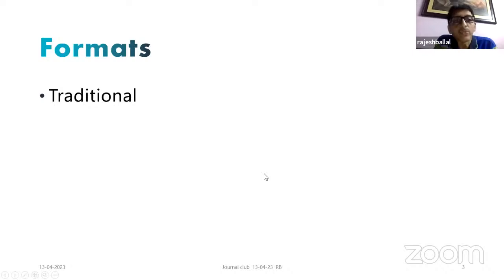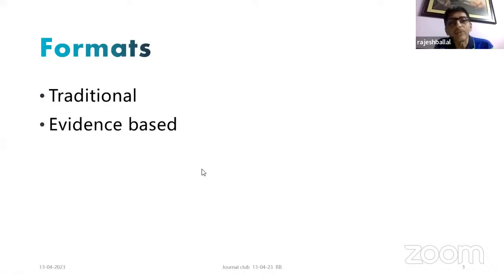What we usually do is called the traditional format, wherein the postgraduate resident will select a journal, preferably after consulting with the guide or the staff, and then present. The more difficult one is the evidence-based format, which is what ideally you should have done, wherein there should be some evidence to say that what you're presenting is actually correct.